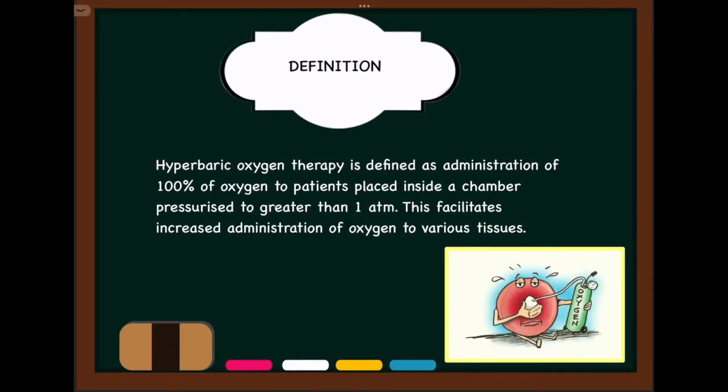Coming to the definition, hyperbaric oxygen therapy is defined as administration of 100% oxygen to patients placed inside a chamber which is pressurized to greater than 1 atmospheric pressure. This facilitates increased administration of oxygen to various tissues. As discussed previously, here we are treating the patient with oxygen at a pressure greater than normal, so we cannot give oxygen anywhere at any time. There has to be a proper scheduled plan, and a particular chamber in which the patient will be admitted for a period of time, and within that chamber we infuse 100% oxygen. The definition itself highlights what pressure we give the oxygen at and how it is given. I hope the definition is very simple to remember. So let's move on further.